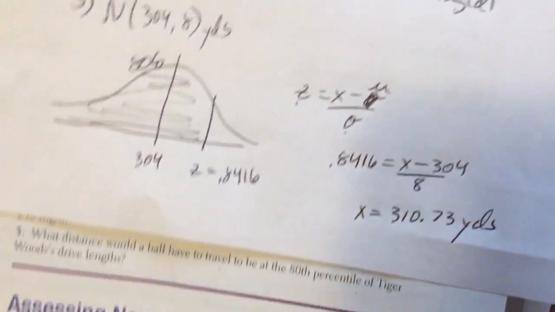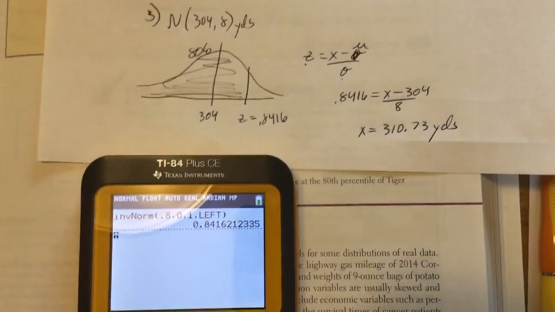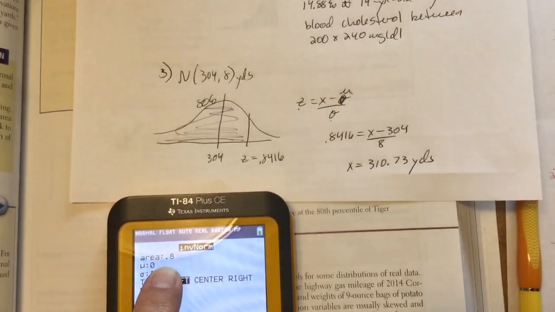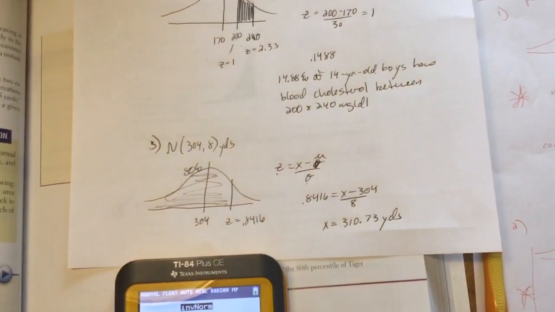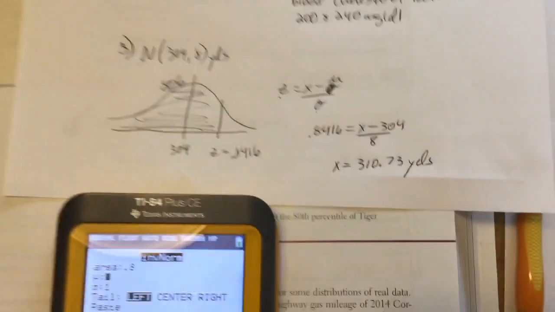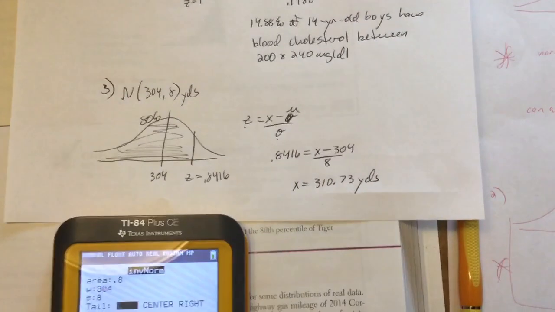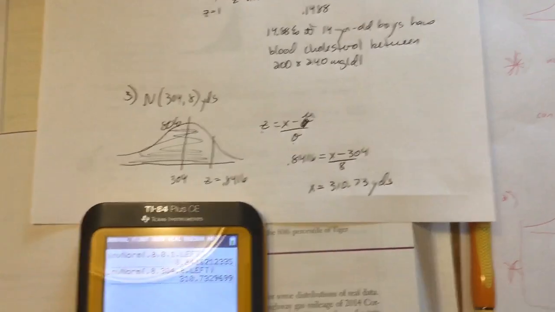So 310.73 yards is the distance that the ball would have to travel to be at the 80th percentile. Okay? Now we can also do this in the calculator. If I go to second vars and inverse norm again, and I put 0.8 in there for my area, and then I change the mean and the standard deviation to the mean and the standard deviation of our situation, okay? It should give me the 310.73 yards.